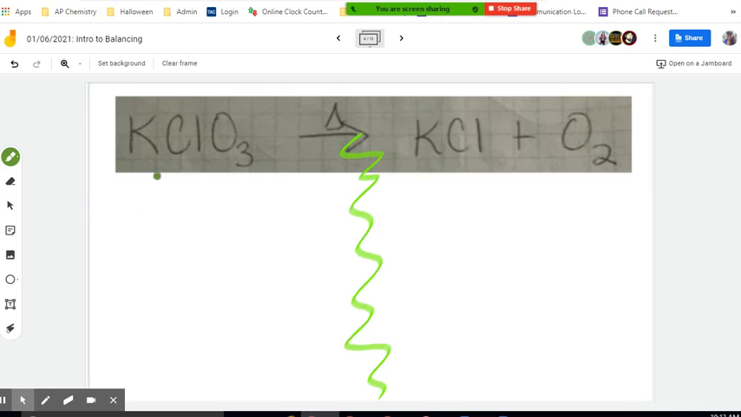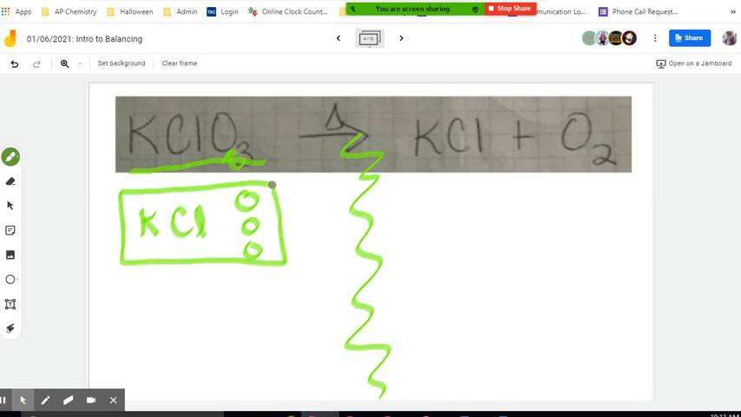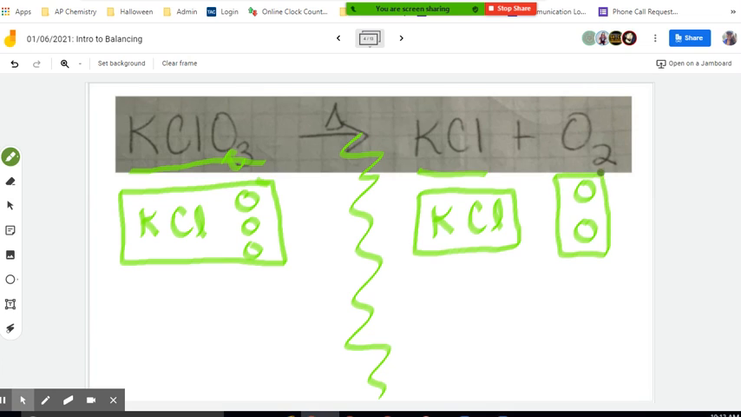Okay, now I'm going to go ahead and draw my molecules in. So I have KClO3. So remember that 3 goes only to the oxygen. So that means that I have 1 K, I have 1 Cl, and I have 3 oxygens. And I'm going to put all of those into a box. On this side, I have 1 K, 1 Cl. And I'm going to put those guys into a box because that is the molecule right here. And then finally, I have a diatomic oxygen. So I'm going to go ahead and put those into a box.